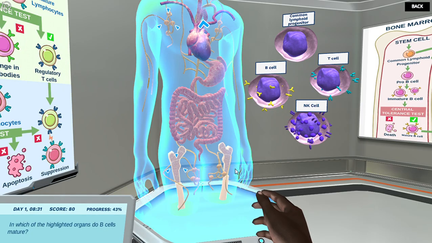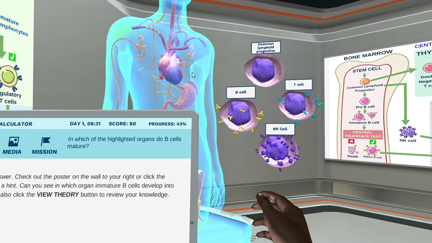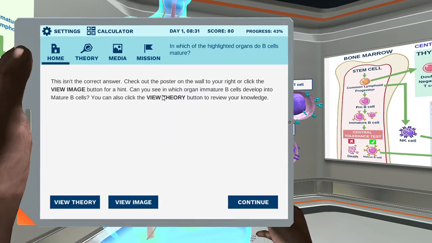In which of the highlighted organs do B cells mature? This isn't the correct answer.